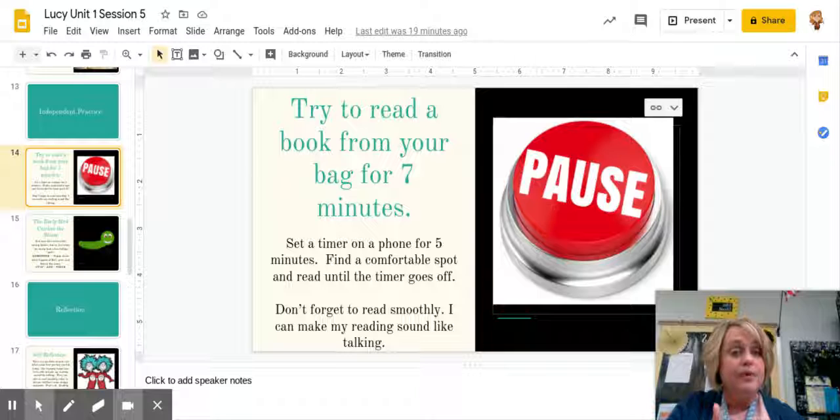Now, if one of the books in your book baggie that you've been reading, if you're getting really good at it and you did your independent practice and you still have some time left, remember there's a couple of other books in there that you can start. You can start reading and start looking at. It's okay to read a book more than once. In fact, it's really good to read a book more than once. So go ahead and start doing that.